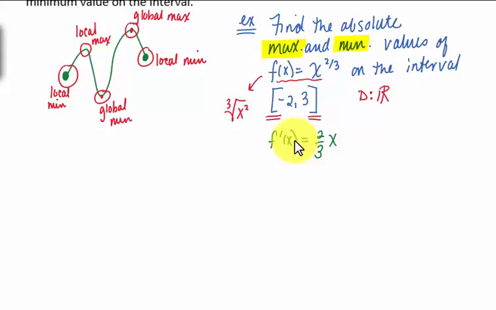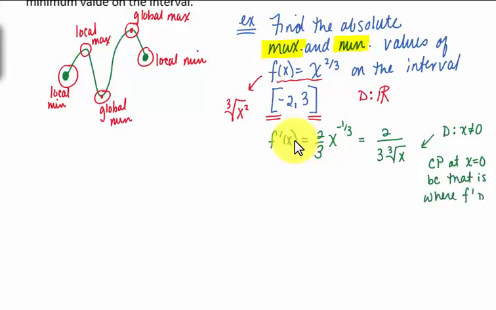So we've got 2/3 x to the -1/3 power, which simplifies to 2 over 3 cubed roots of x. Now if we look at this, we have a domain restriction of x cannot equal 0, but that is only a domain restriction for the derivative. What that means is this function is not differentiable at x equals 0. However, the function does exist at x equals 0, therefore there could be a max or min. So we have a critical point at x equals 0 because that is where f prime does not exist.